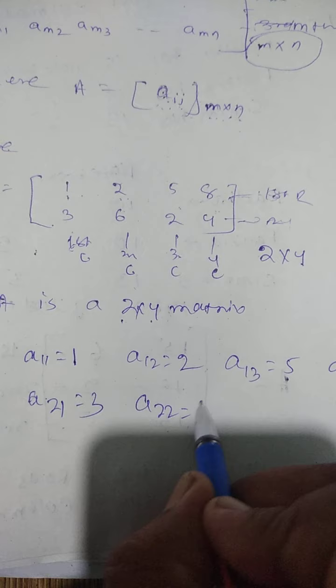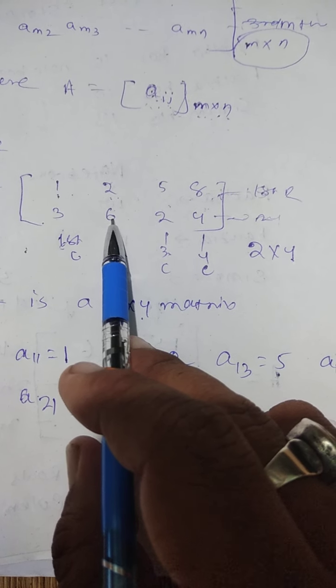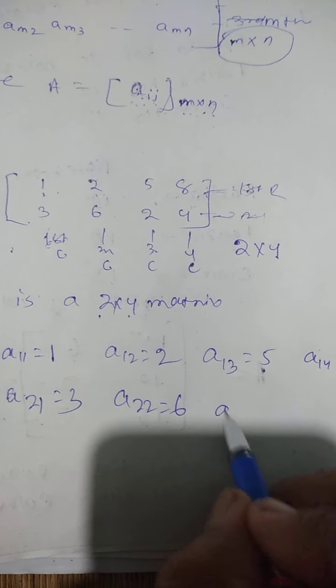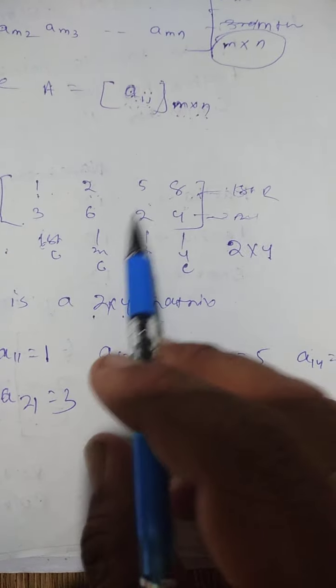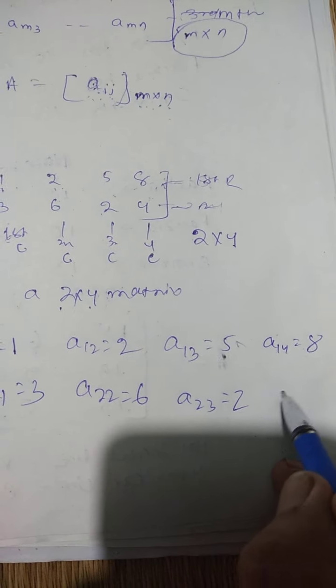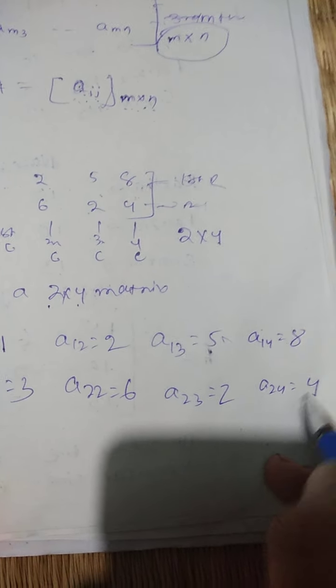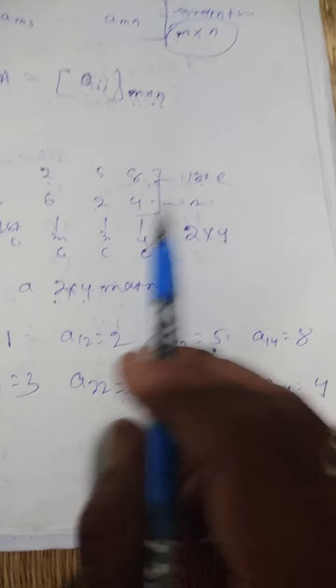A22 is equal to 6, element of second row with second column. A23 is equal to 2, element of second row with third column. A24 is equal to 4, element of second row with fourth column. Clear? Now types of matrix. There are many types of matrix. So first one is column matrix.